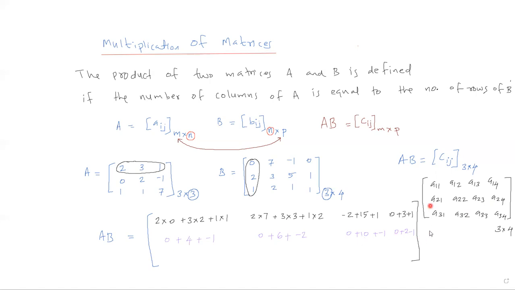There is nothing for second row into fifth column. Now the third row, first column: third row first, third row second, third row third column, third row fourth column. Third row into first column.